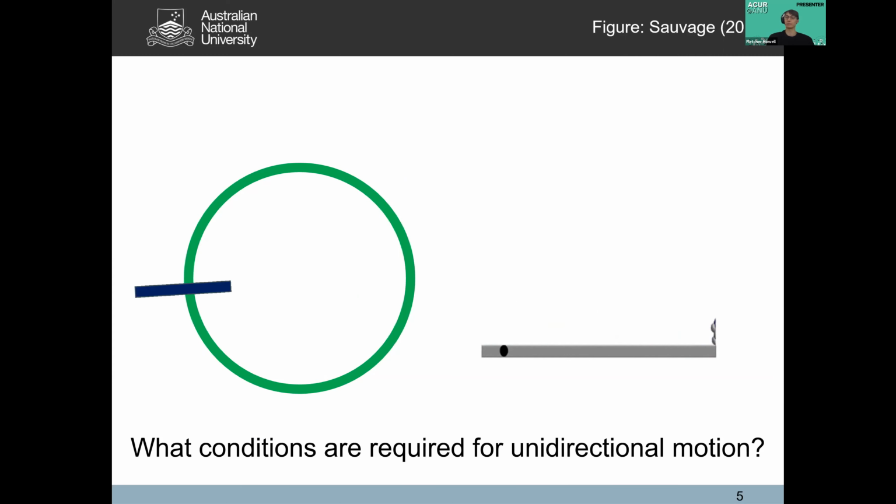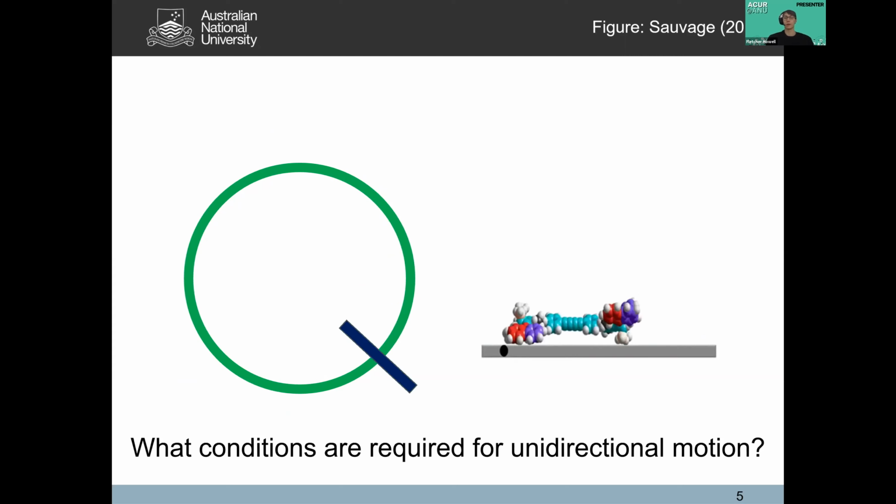And so even though Sauvage was awarded the Nobel Prize for his work on these kinds of molecules and coming up with the idea that something like a catenane might behave like a machine, he and no one else since has actually been able to make one, to make a catenane where the minor ring moves repeatedly in one direction.